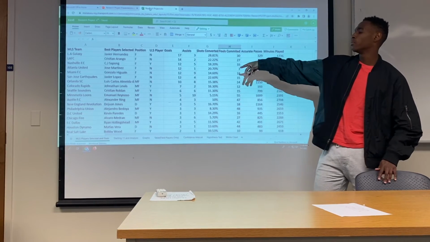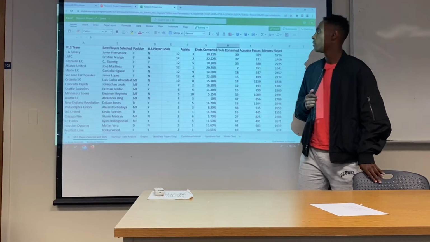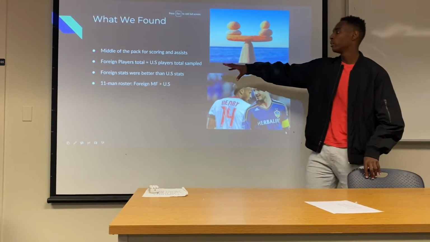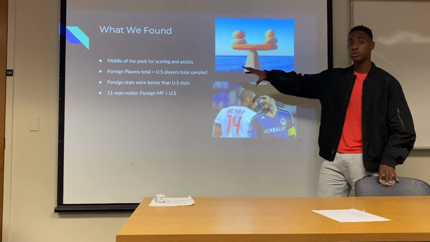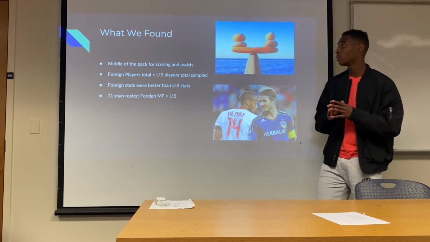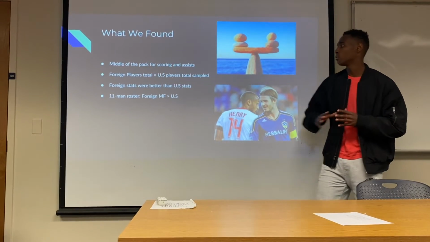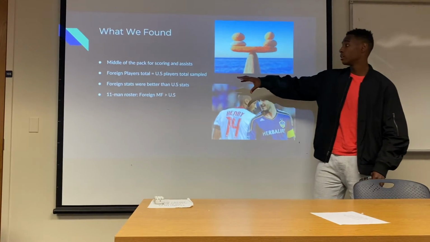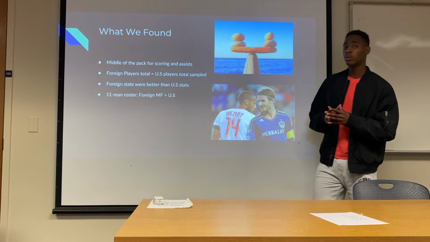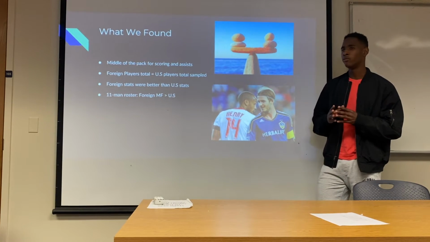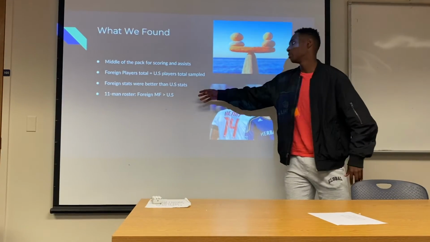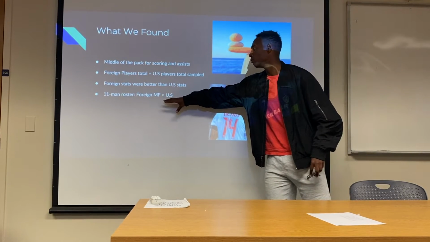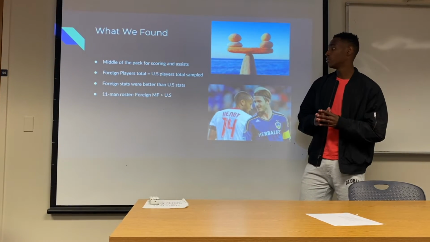Then, if John can pull up the presentation again, we can see that the total 49ers players was equal to the US players in total samples. This means that there was an equal distribution between 49ers players and US players that were sampled. Next, we found that the 49ers stats were better than the US stats, meaning that we can say that 49ers players performed significantly better than the US players. Then we got an 11-man roster, which suggests that there were more 49ers midfielders than US midfielders.